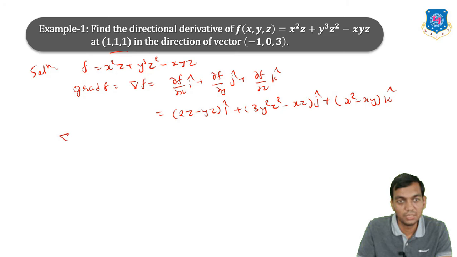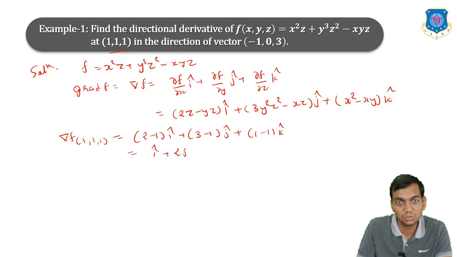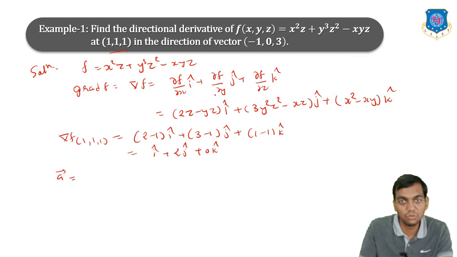Now you have to find out the grad f at a point 1, 1, 1. So put 1. So 2 minus 1 i plus 3 minus 1 j plus 1 minus 1 k, that is i plus 2j plus 0k. So it is not required to write, but if you have to write down, then 0k. Okay. Now in the direction you have to find out minus 1, 0, 3.